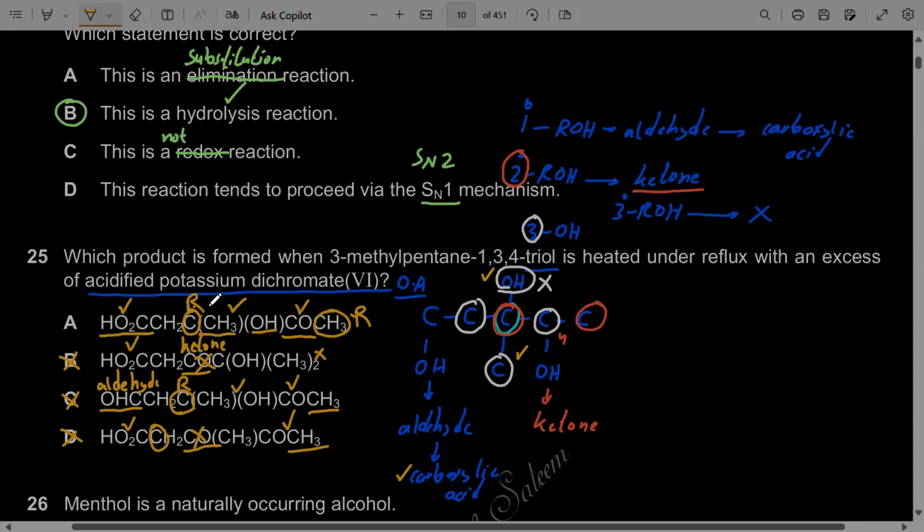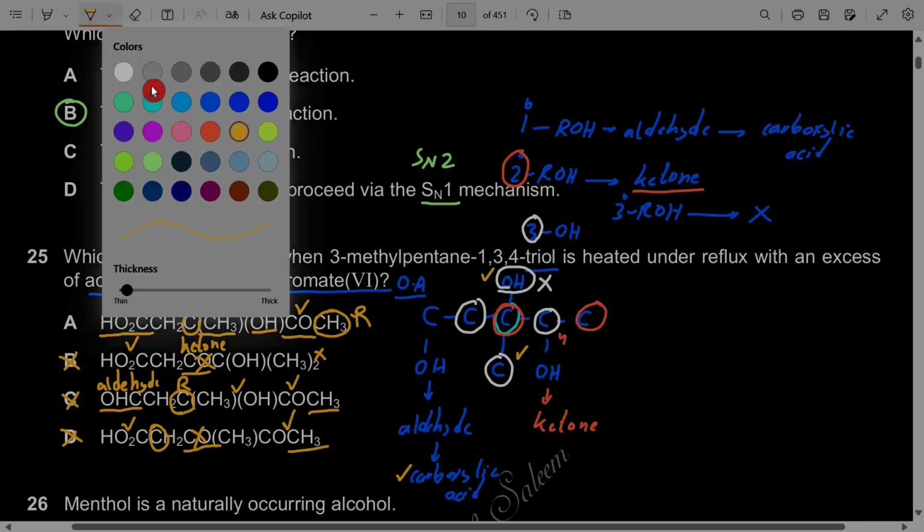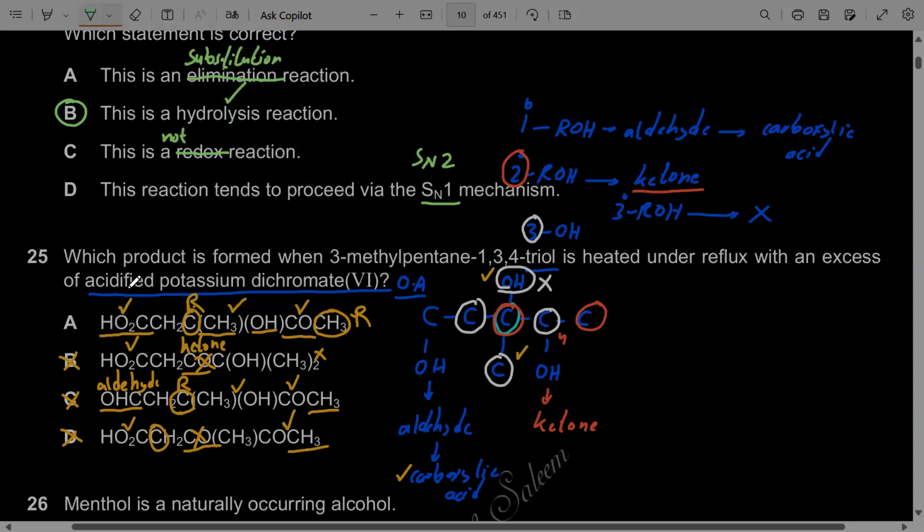So considering that, we have now 3 ticks on only option A. Option A had 3 ticks. If you had started from right to left, then you would need to cross out the wrong parts. But I have started from left to right. So I have pointed out which are the right structures and which are the wrong. So A is the only option with 3 ticks. So that's why A is the right answer. So that was for this question.